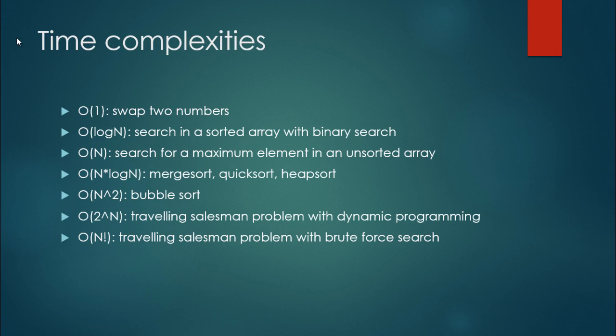So merge sort, quick sort, and heap sort have O(n log n) linearithmic time complexity. Bubble sort has O(n squared). Then the traveling salesman problem with the help of dynamic programming has an exponential time complexity, O(2 to the power of n). And the traveling salesman problem with brute force search has O(n factorial). It's very bad. And usually for the last two, we need heuristics. With heuristics, we just want to find an approximate solution. These problems are very hard to solve exactly, and that's why we usually just want to find a good, approximate solution.